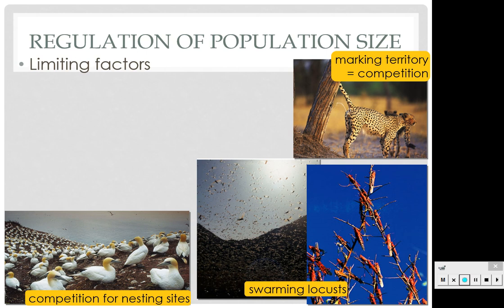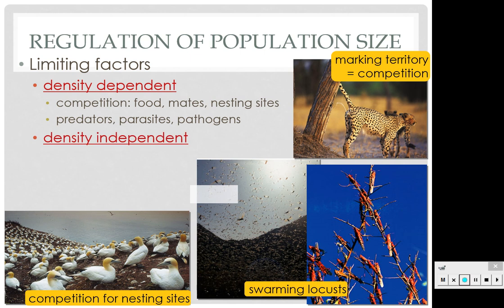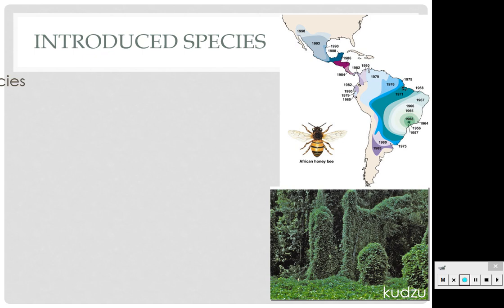Alright, however, we know that there are limiting factors on the size of a population. Okay, we have density dependent factors. This is competition. Density dependent is tied to how many individuals there are. So it could be food, mates, nesting sites. Okay, predators, parasites, pathogens. Density independent factors would be your abiotic factors, your sunlight, your energy, your temperature, your rainfall.